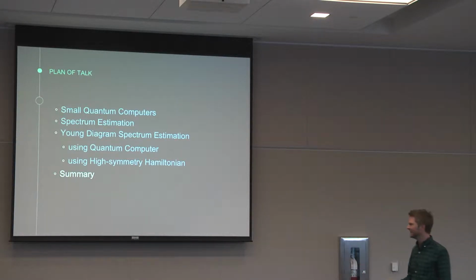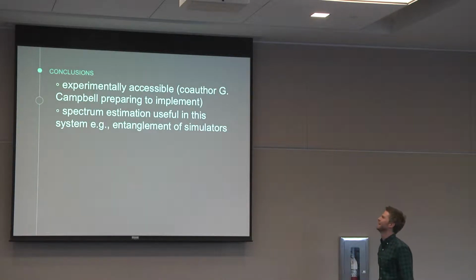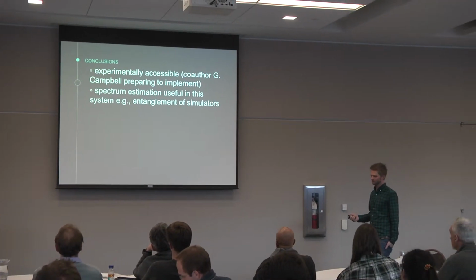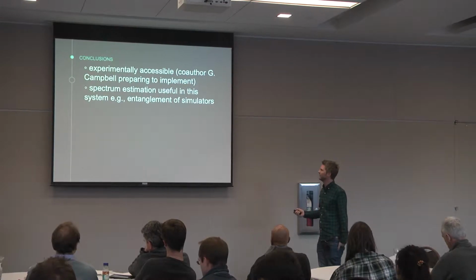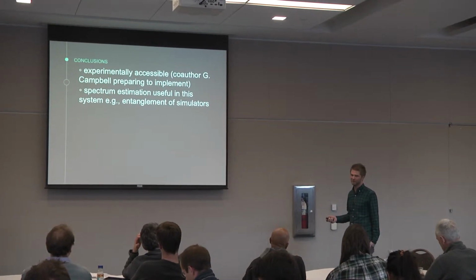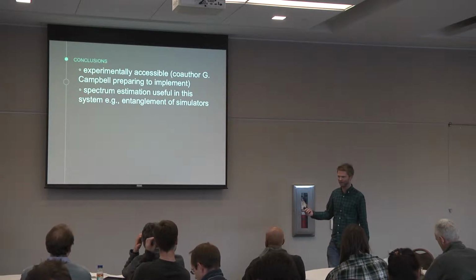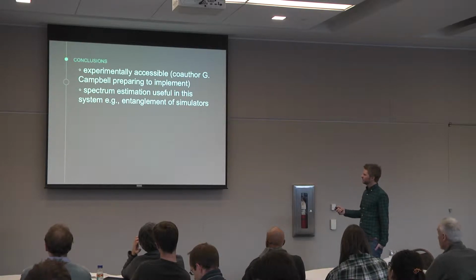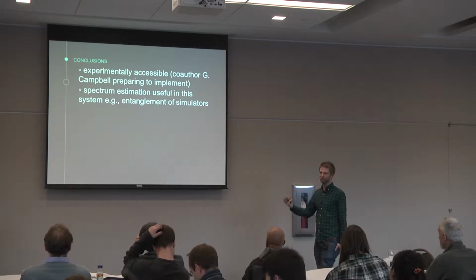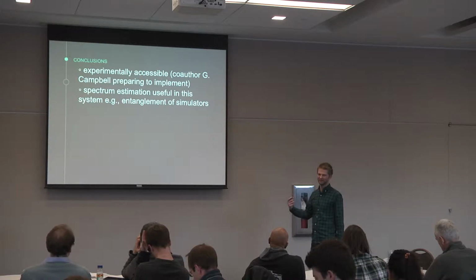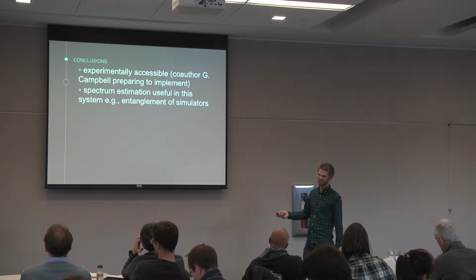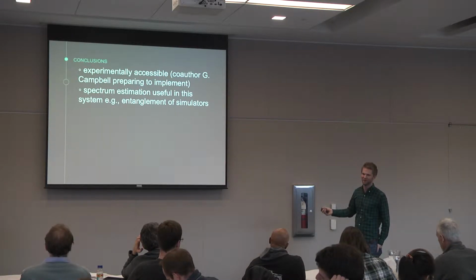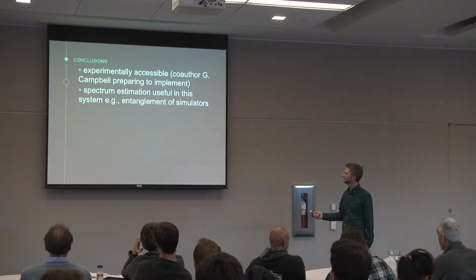Okay, so that's the end of my talk. But I should just summarize. So this is work which should be experimentally accessible, and actually one of the co-authors, Gretchen Campbell, is preparing to implement this. At the minute they're working on building the square trap. And in this particular system, it would be useful to learn the spectrum of the density matrix of nuclear spins in atoms for condensed matter purposes. So it should be useful independently of just being an interesting quantum algorithm implemented in practice.